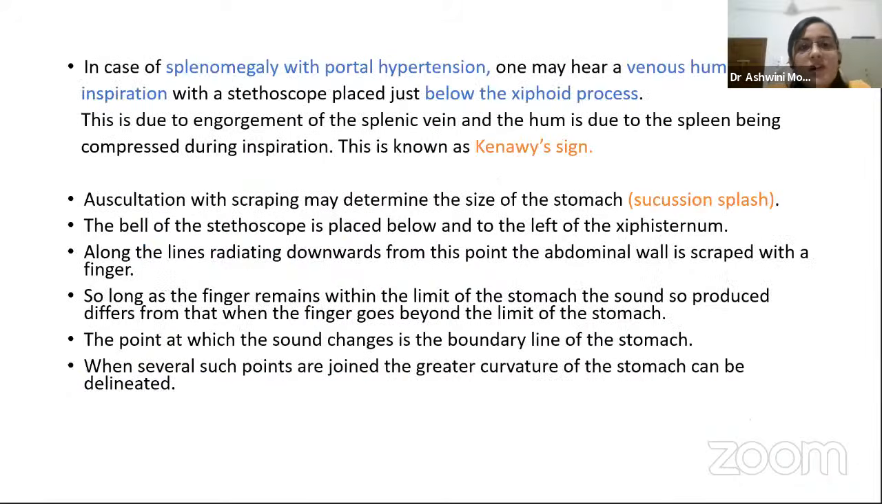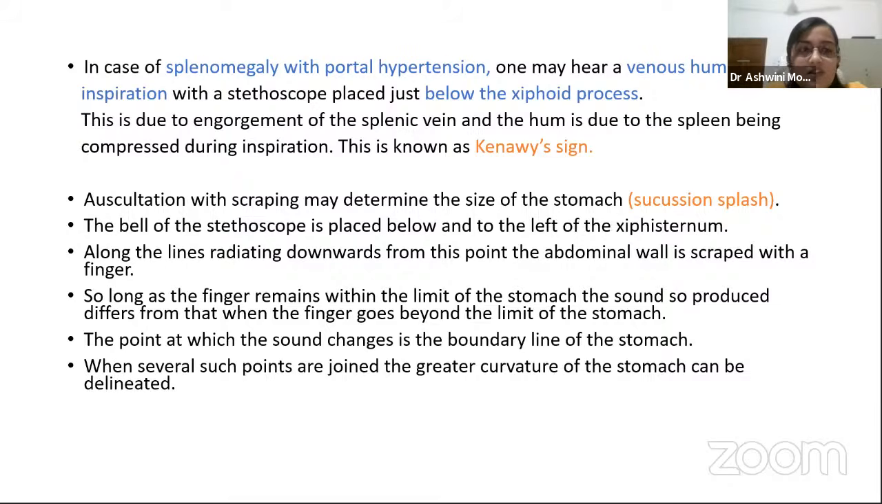In case of splenomegaly with portal hypertension, one may hear the venous hum louder on inspiration. That will be heard just below the xiphoid process. This is due to the engorgement of the splenic vein, and the hum is due to the spleen being compressed during inspiration. It is known as Cruveilhier-Baumgarten sign. On auscultation with scratching, the size of the stomach may be determined.